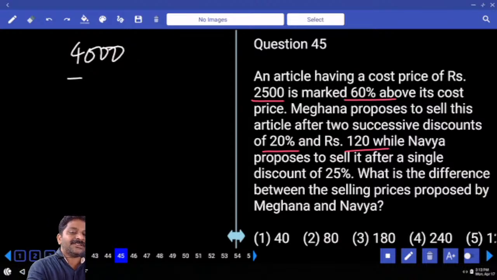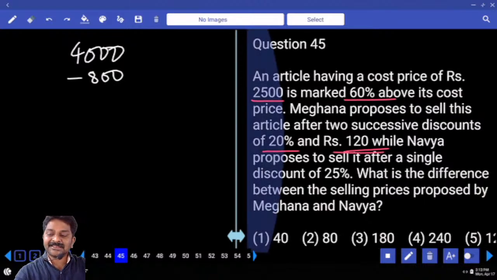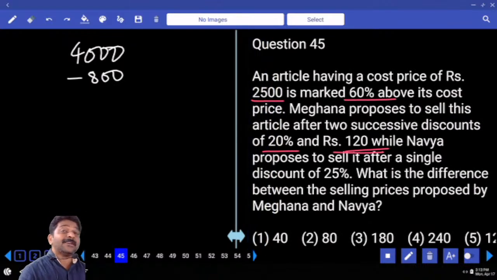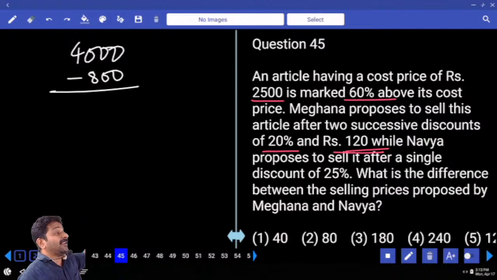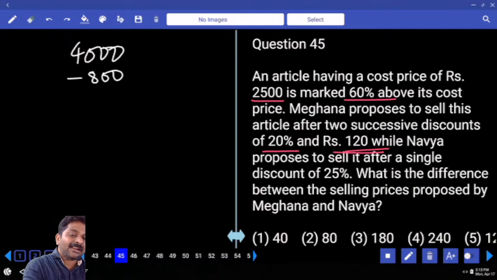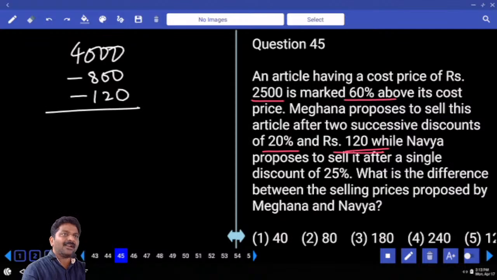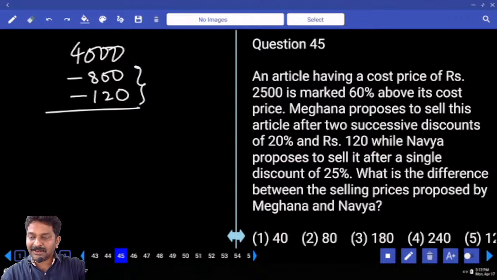Now first he is giving 20% discount. That means how much you need to subtract? 800. Now there is a second discount. Is it in terms of rupees or percentage? After subtracting 800 from 4,000, you need to subtract 120, or directly also you can subtract 120, because you are not calculating percentage here. Agreed or not? So what is the total discount he is giving? Continue reading, don't calculate anything else.